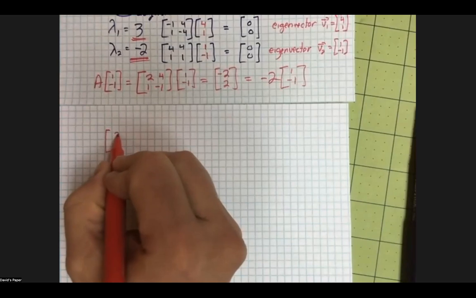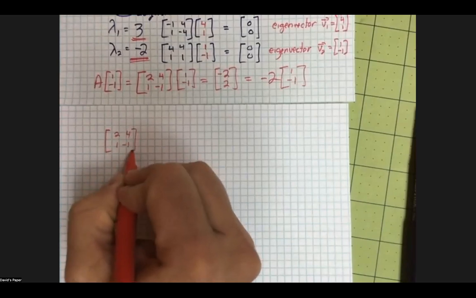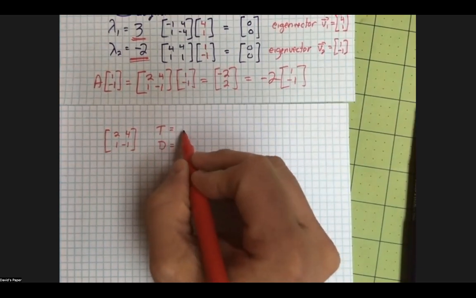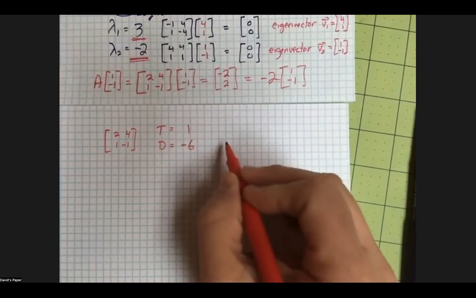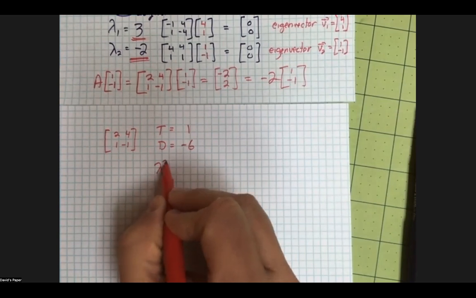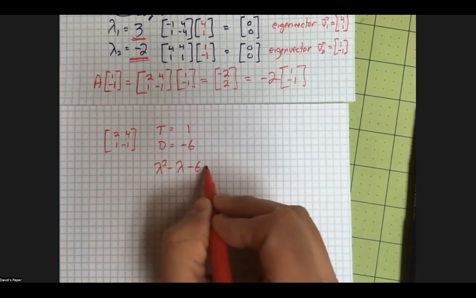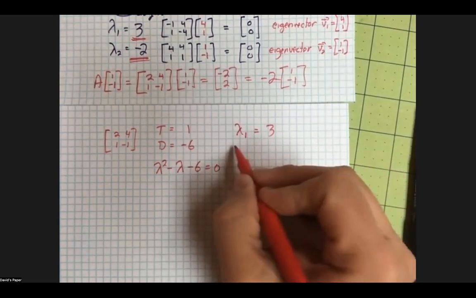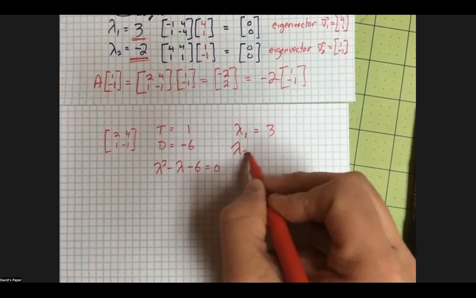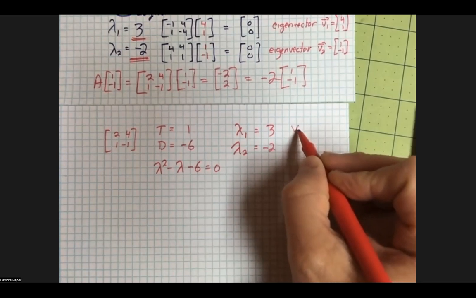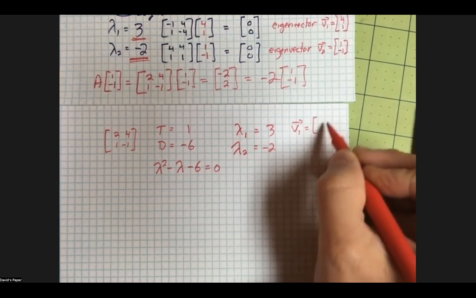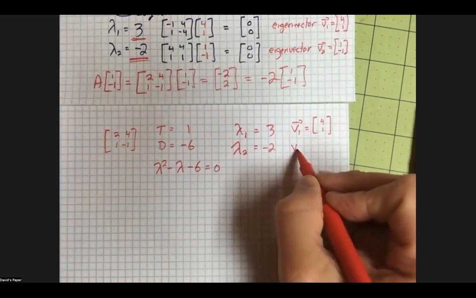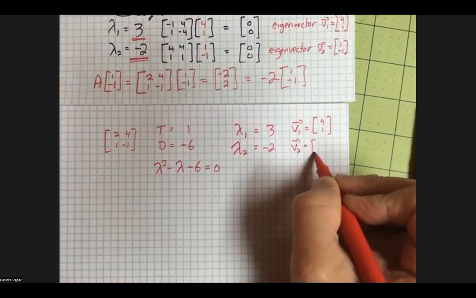Let's summarize. I have the matrix 2, 4, 1, minus 1. I have the trace and the determinant. I'm going to show you more special things. Hang on. I have the characteristic equation, lambda squared minus lambda minus 6. Notice I have eigenvalues of 3 and minus 2. And I have eigenvectors of 4, 1 and 1, minus 1.